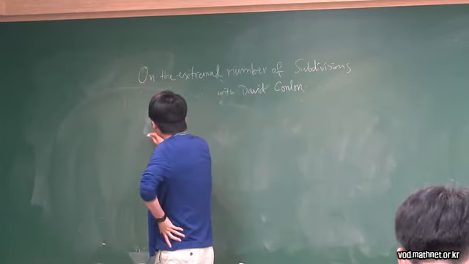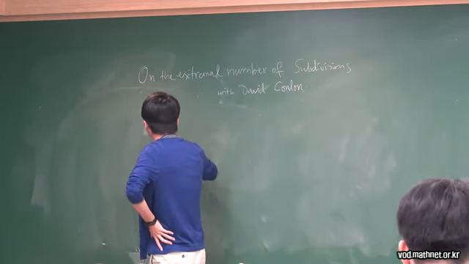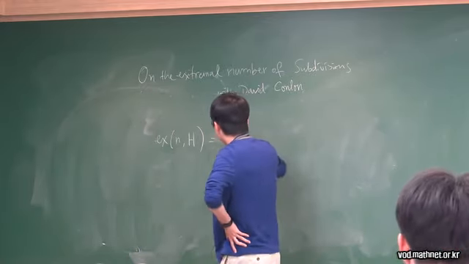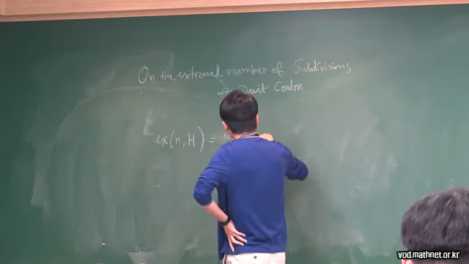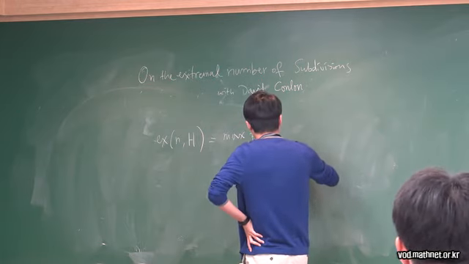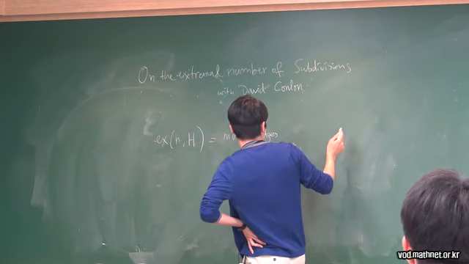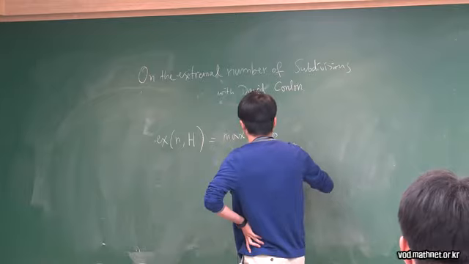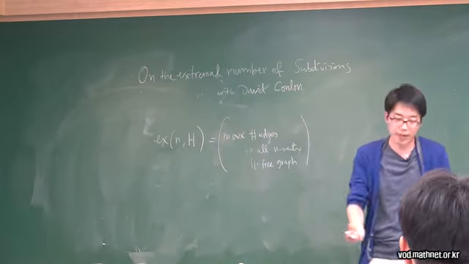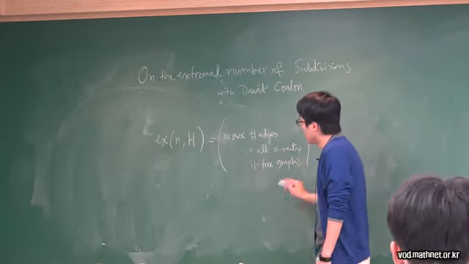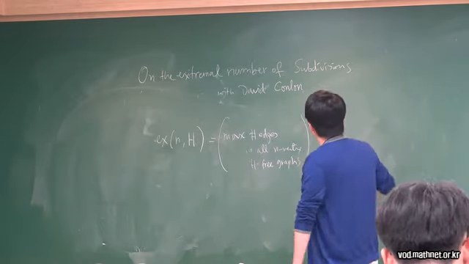So let me start with a definition of extremal number. The extremal number of a graph H is the maximum number of edges in all n-vertex H-free graphs. So this is a definition. We take the maximum number of edges possible over all H-free n-vertex graphs. Let me give a few examples.